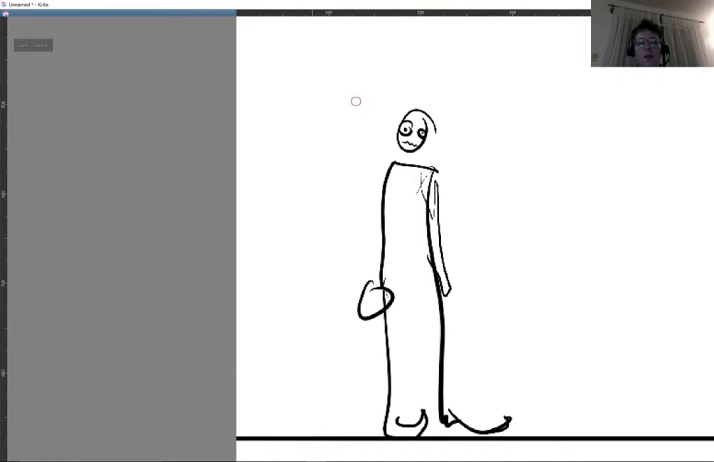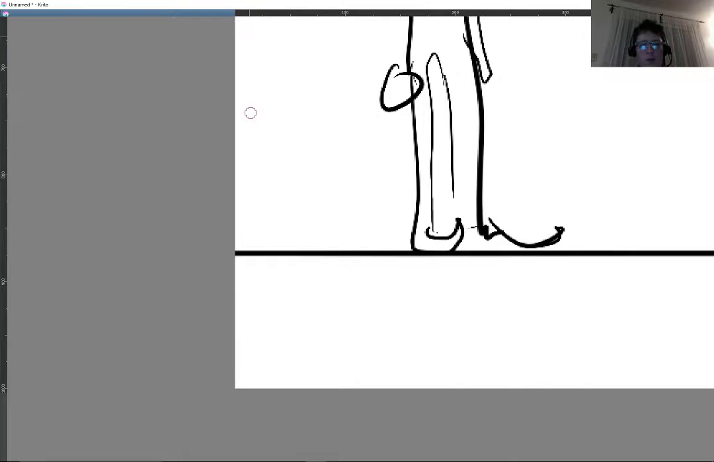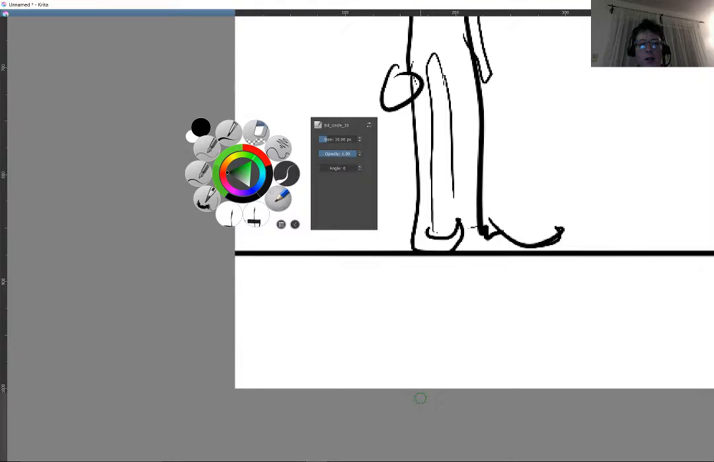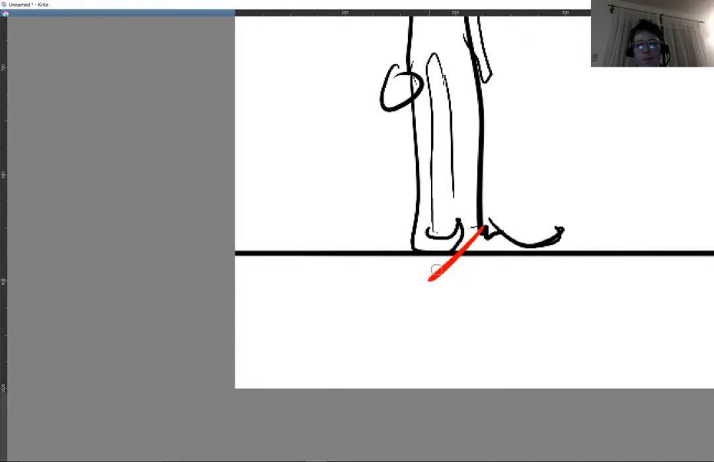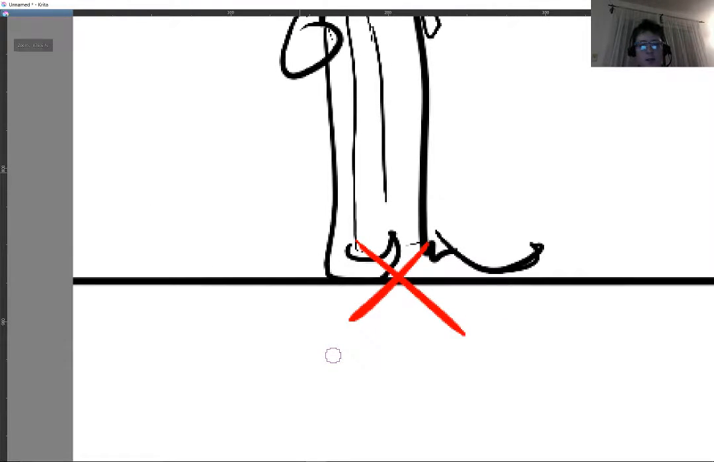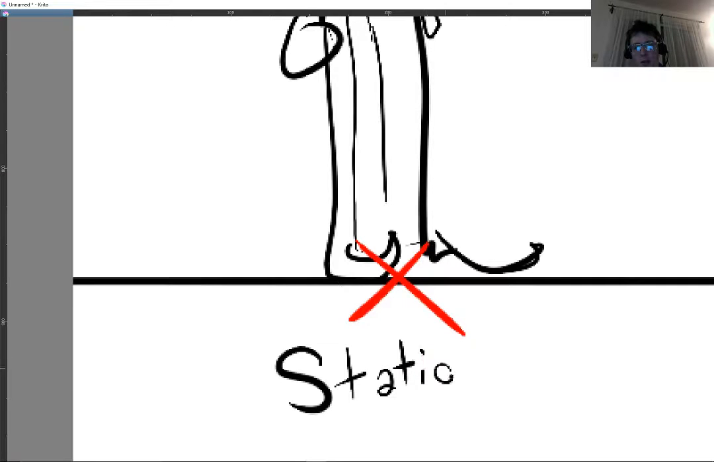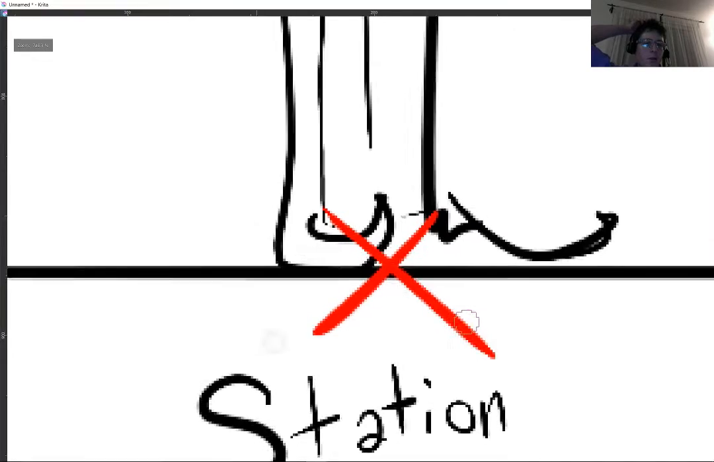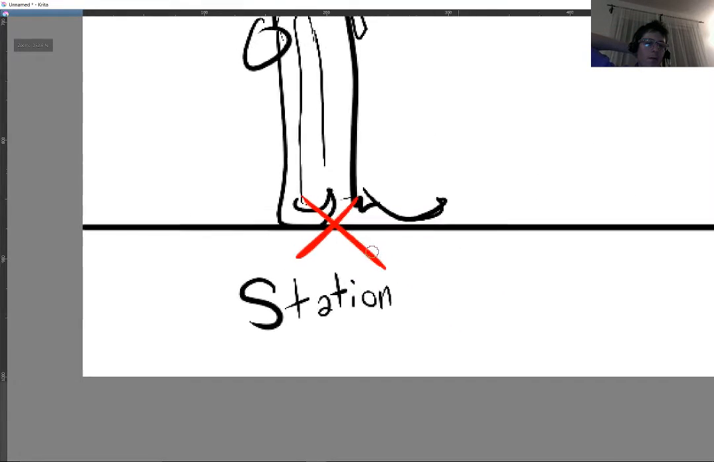Now we're going to call these a couple things. Number one, let's call this spot right here where you're standing the station point. And the station point is important because it's going to be where we start off by thinking about everything.